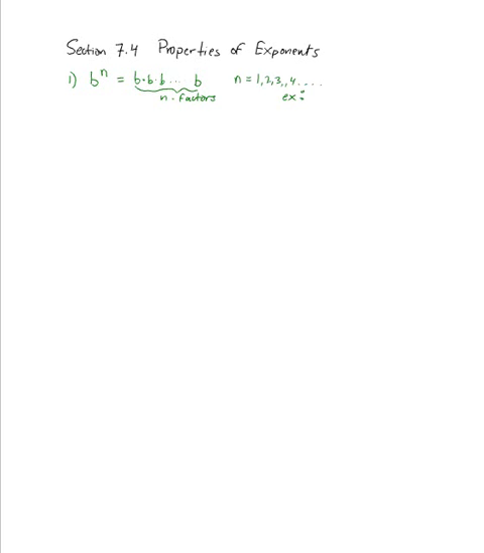For example, if I gave you 5 squared, I'm pretty sure you'd tell me that's 5 times 5, which is 25. Or if I gave you 2 to the 4th, I think you would tell me that's 2 times 2 times 2 times 2, which is 16.